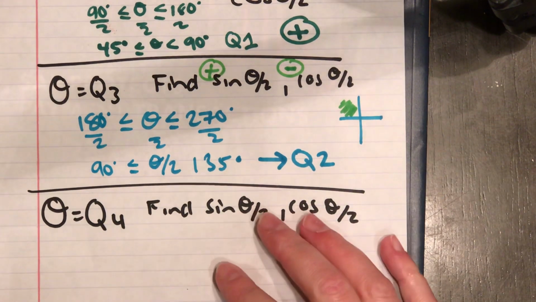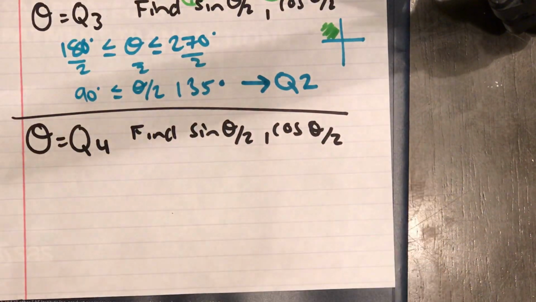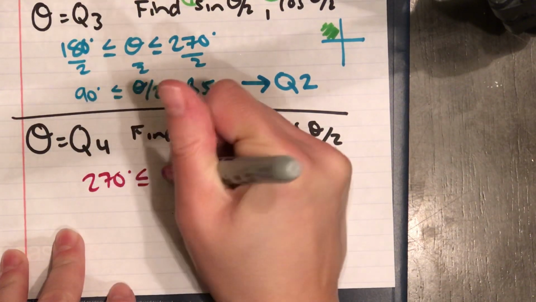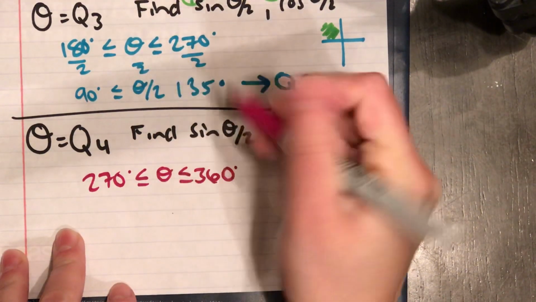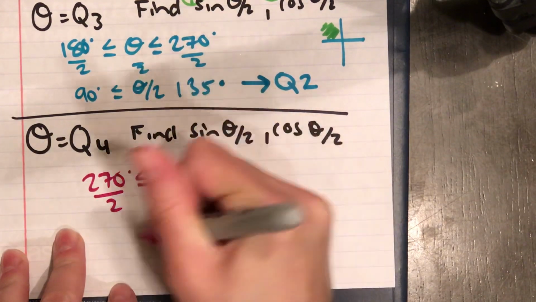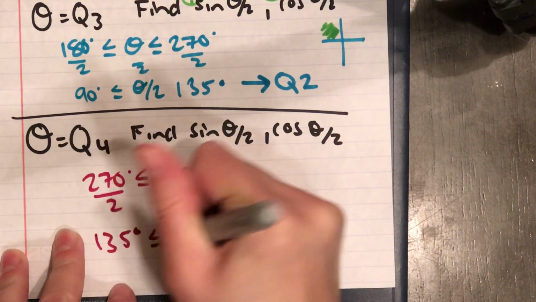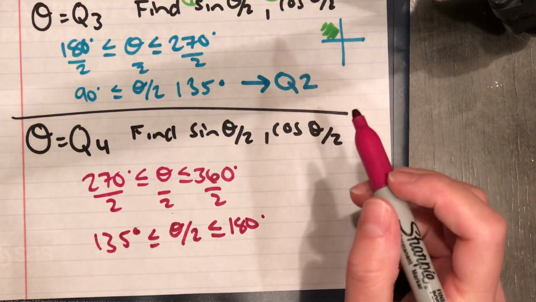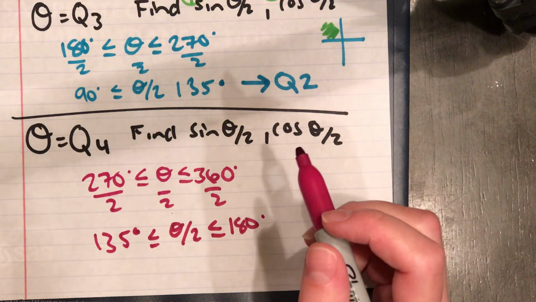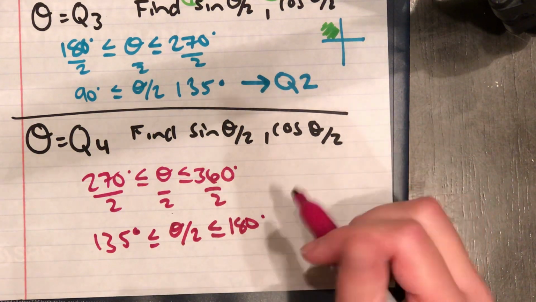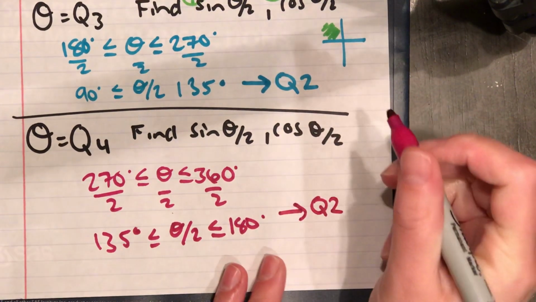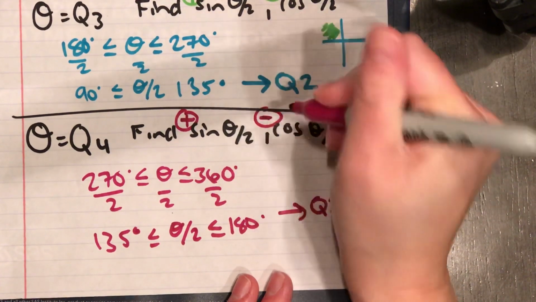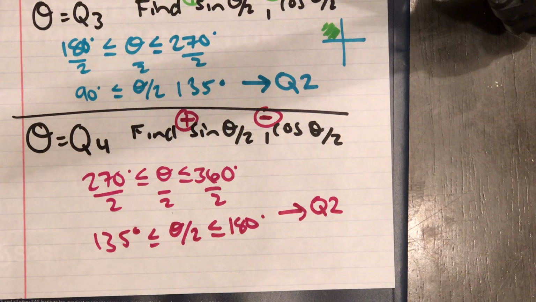Okay, and then last but not least, we've got quadrant 4. That is 270 degrees to 360 degrees. Divide, divide, divide. We get 135 and 180. Okay, so 135 to 180, that is still in quadrant 2. So again, your sine is going to be positive and your cosine is going to be negative. So hopefully that helps. Let me know what you think.